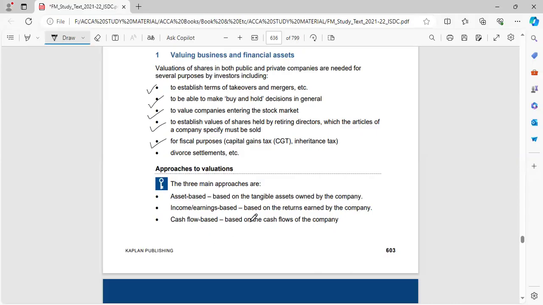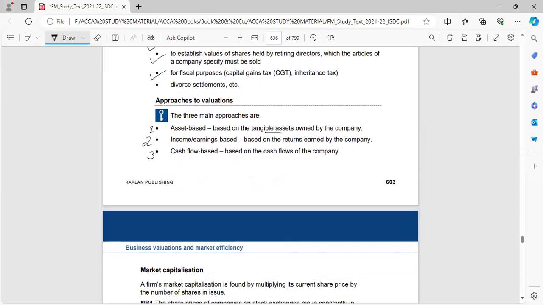Next one is approaches to valuation. There are three main approaches to valuation. First one is asset based, where we are using only the tangible assets. Second one is income based, and the third one is cash flow based.